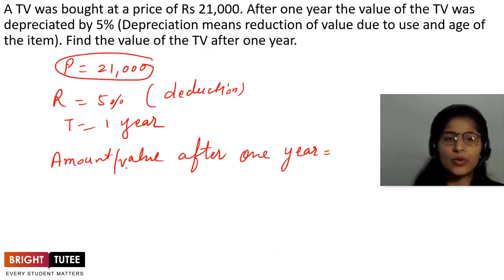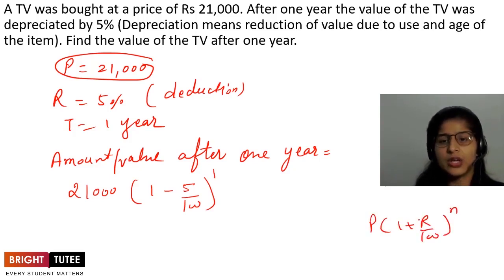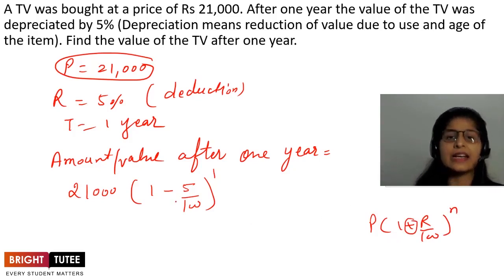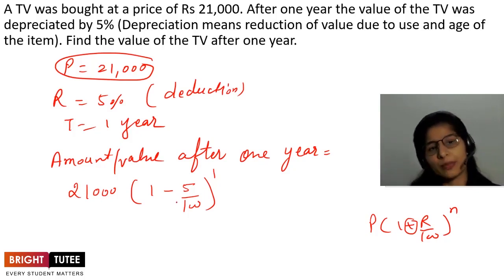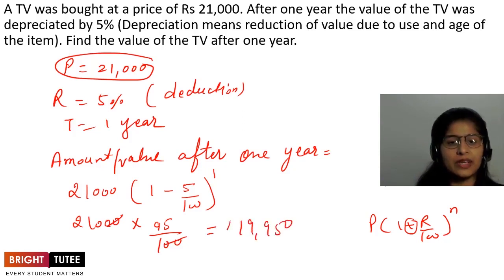So now if we use compound interest in it, we will write 21,000 into 1, and because it is depreciation, we use the minus sign, upon 100 to the power 1. See, we have the formula P into 1 plus R by 100 to the power N. Here we always used plus, because that was a case of increase. Here it is a depreciation case, so we just have to use minus. So 21,000 into 100 minus 5 will become 95 upon 100, cancel it. When you solve it, you get 19,950. That is the same amount as we were getting previously.